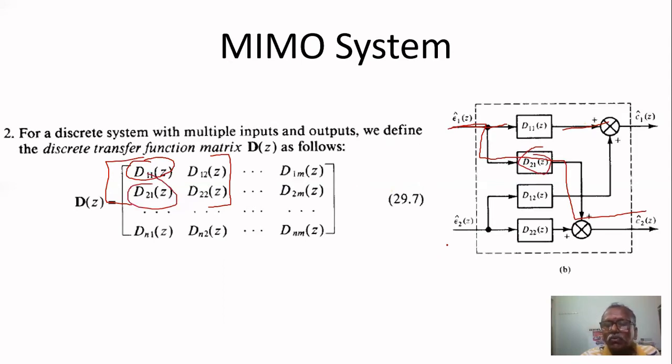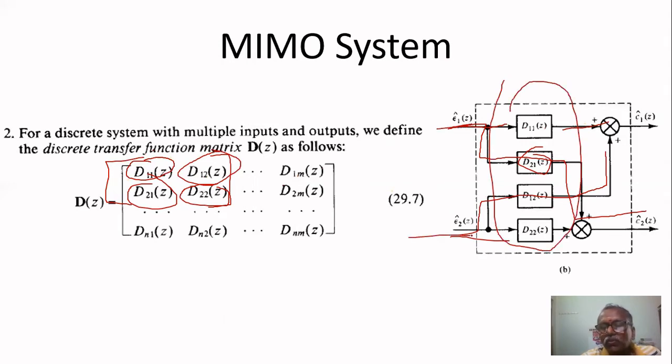And this E2 is given here. E2 gives C2. This E2 also gives C1. So like that we can put the blocks this way. So if you give E1, E2 as input, it affects both outputs, similar to a continuous MIMO system.